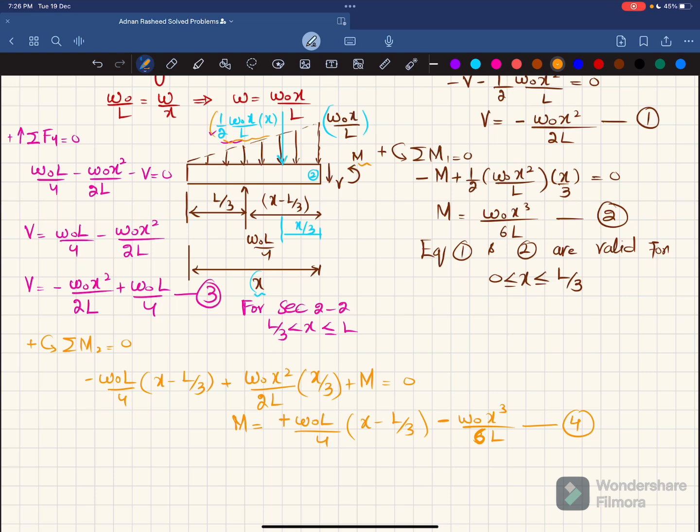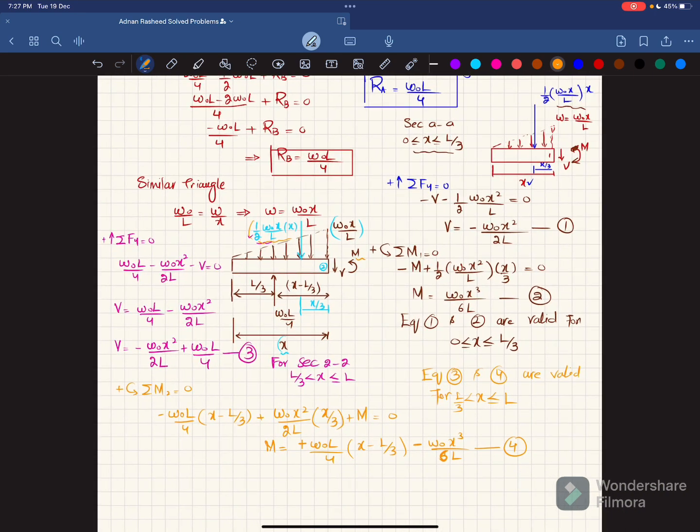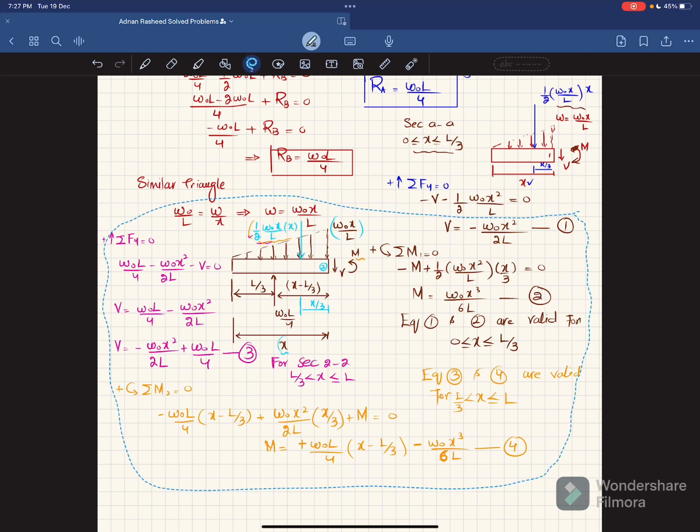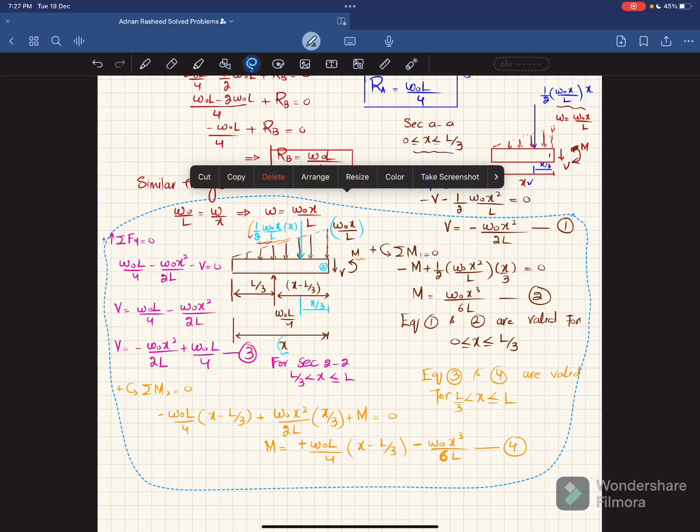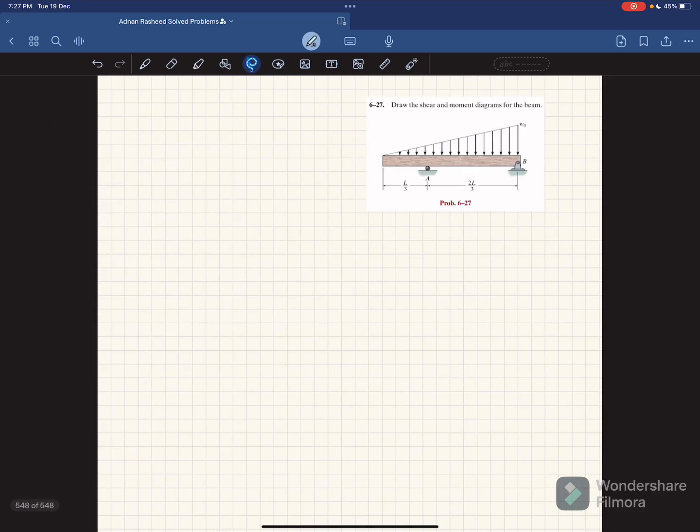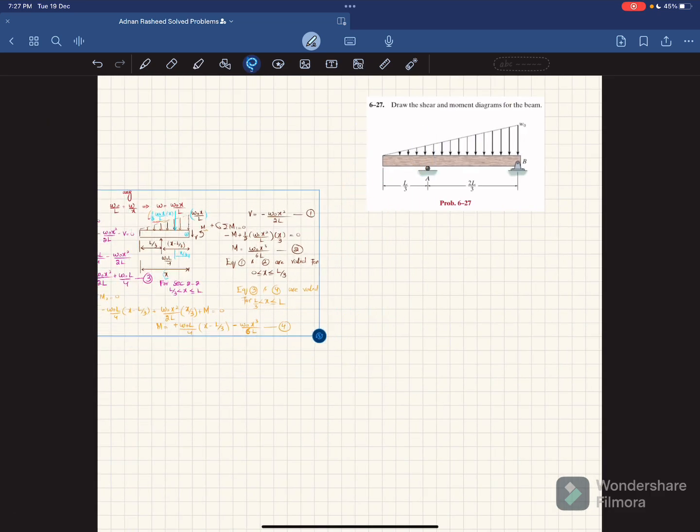Now we have equations 1, 2, 3, 4. Equations 3 and 4 are valid for x greater than L by 3 and less than or equal to L. Clear? Now we'll move to draw the shear force and bending moment diagram. For that I have to copy these equations. Let me copy some portions so that we can move to the next page. I will move to the second page and paste here.